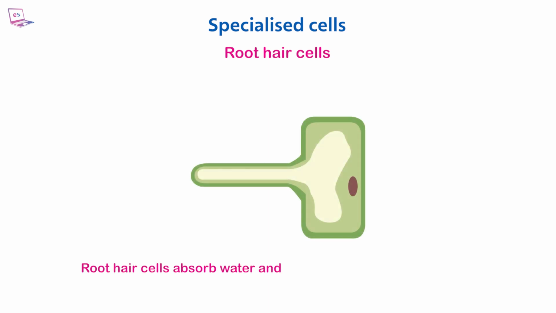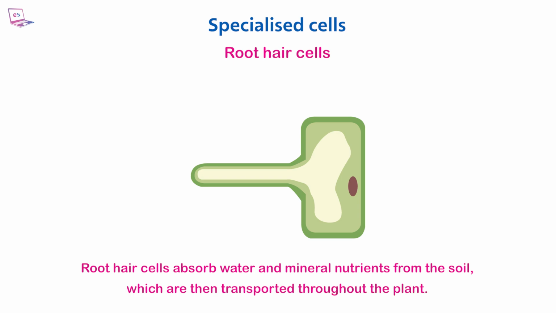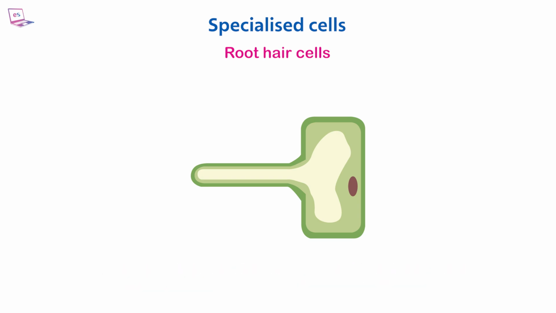Root hair cells. Root hair cells absorb water and mineral nutrients from the soil, which are then transported throughout the plant. They are single tubular root cells and contain lots of mitochondria to provide the energy for active transport.